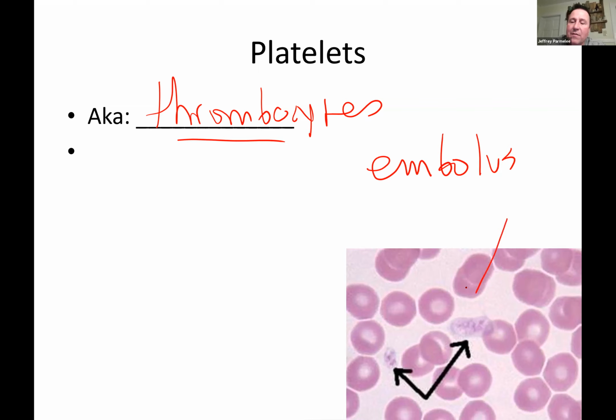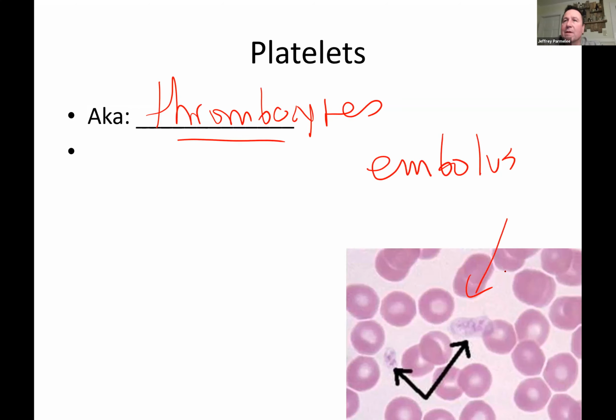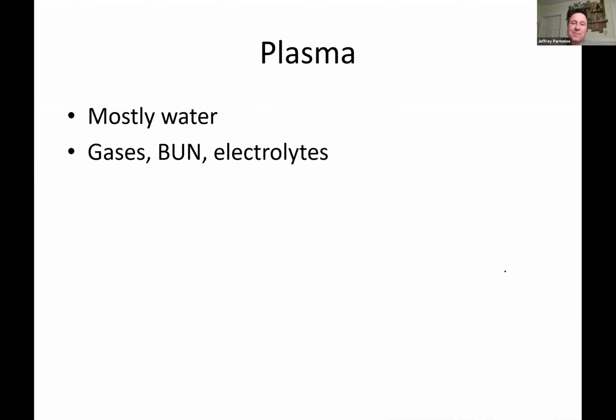But platelets are fragments of these megakaryocytes, these big stem cells in the bone marrow, and they're just packed with chemicals for clotting. They go to where there's a break and they will plug up the break and they will release chemicals. So without platelets, you won't clot and you'll bleed to death. Too many platelets, you'll clot too much and there will be clots and there will be issues.